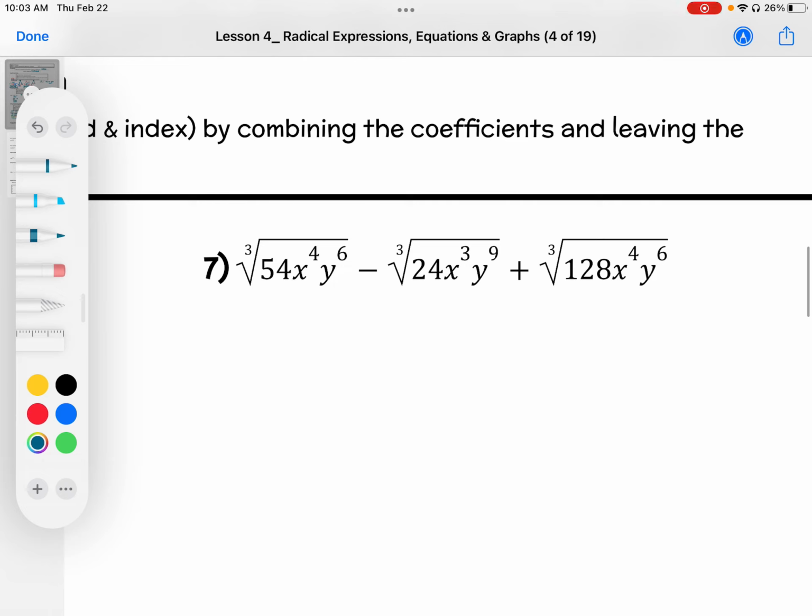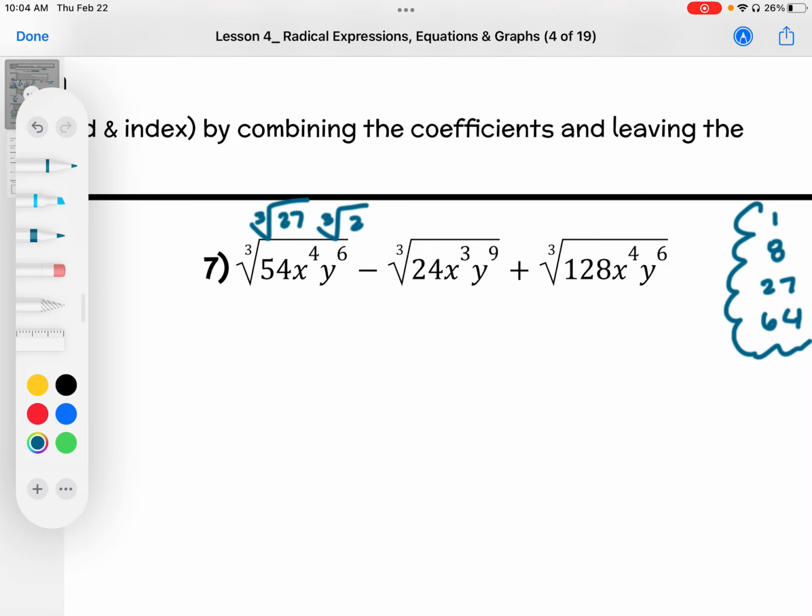So number 7, if we're looking for perfect cubes, so remember, think about your perfect cubes as like 1, 8, 27, 64. We probably only really need to know those. So let's think about what can we divide 54 by? That's one of those perfect cubes. We can divide 54 by 27, and that would leave us with 2. So we can split this up to be cube root 27, cube root 2.